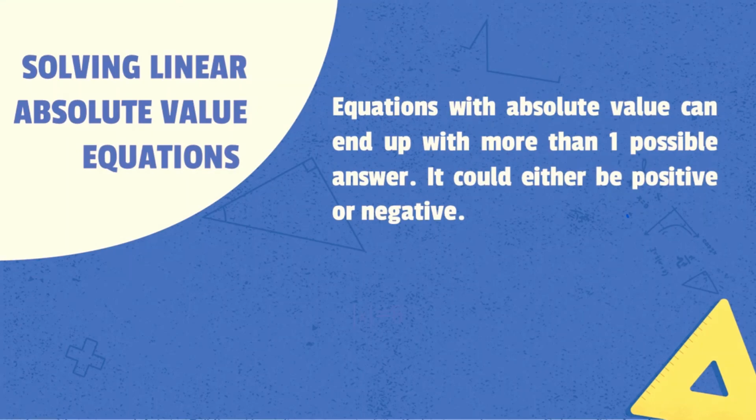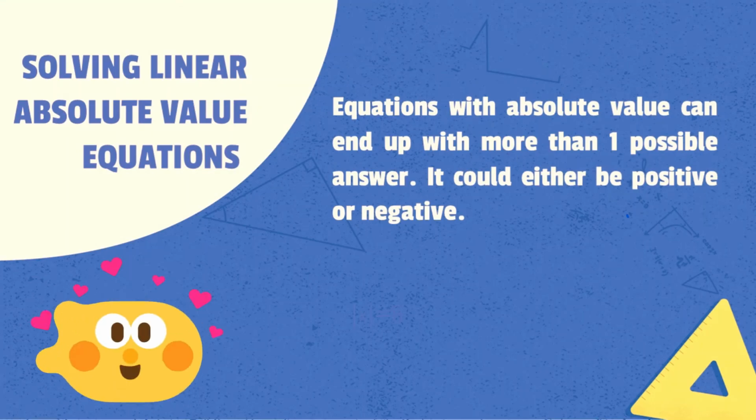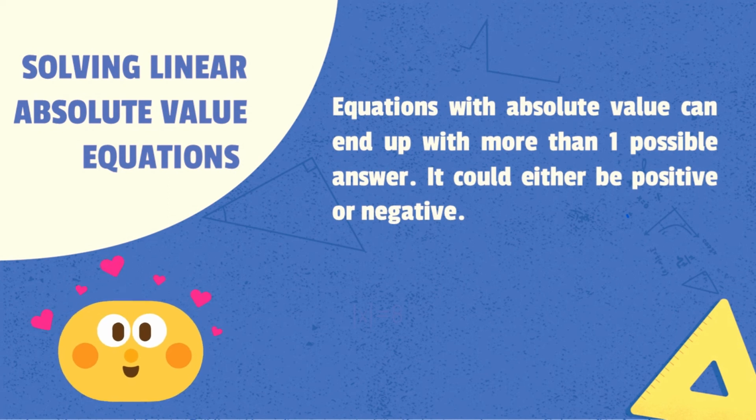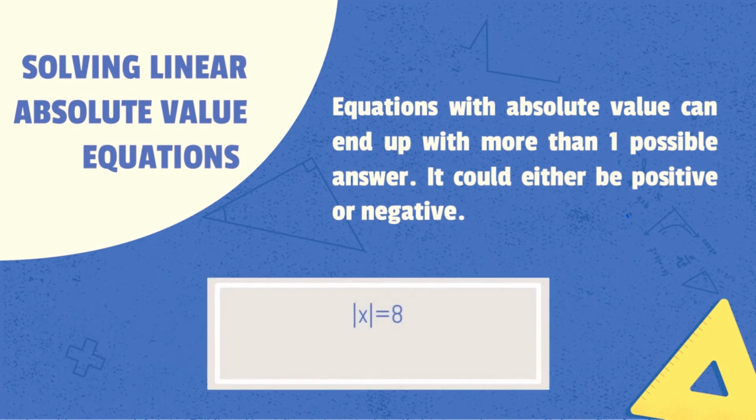Solving linear absolute value equations. When solving equations with absolute value, we can end up with more than one possible answer. This is because what is in the absolute value can be either positive or negative, and we must account for both possibilities when solving equations. Example, the absolute value of x equals 8 means that x can be equal to 8 or x equals negative 8.